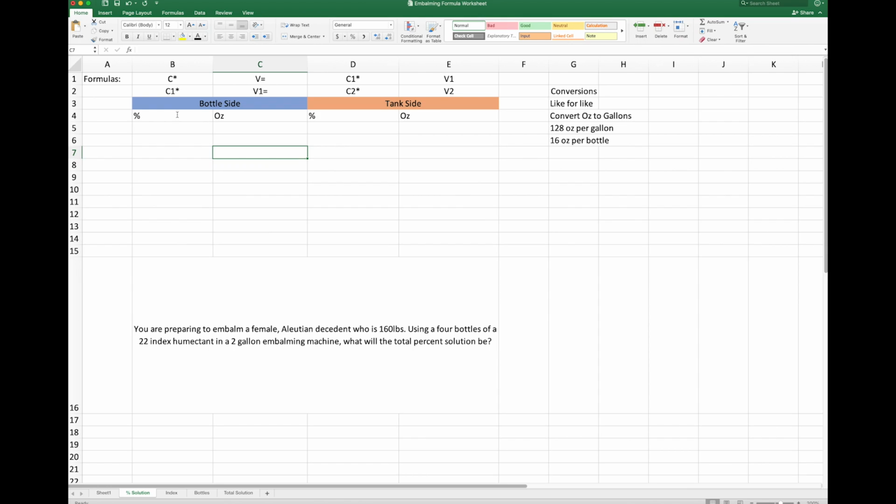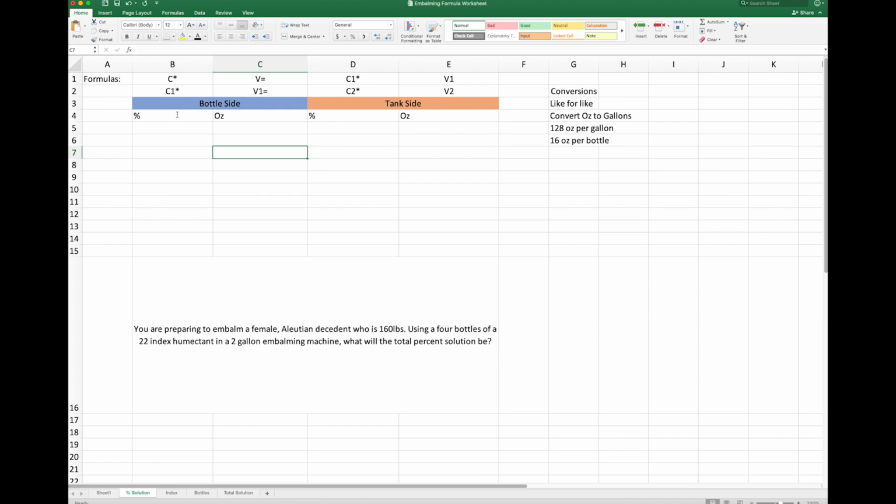Now that we understand what the letters stand for, the breakdown of each side of the formula, and some of the common conversions we need to do for like for like, we can start looking at a question. So let's look at this one. You are preparing to embalm a female Aleutian decedent who is 160 pounds. Now, sometimes the description can come into play, but we're not going to focus on this right now. Let's look at the other stuff first. Using 4 bottles of a 22 index humectant in a 2-gallon embalming machine, what will the total percent solution be?